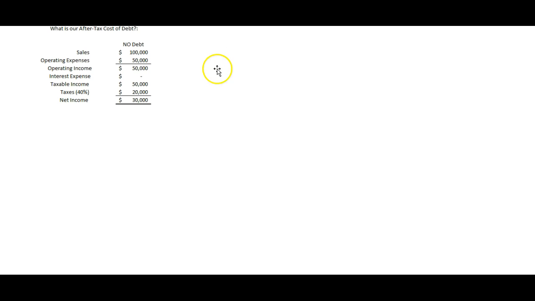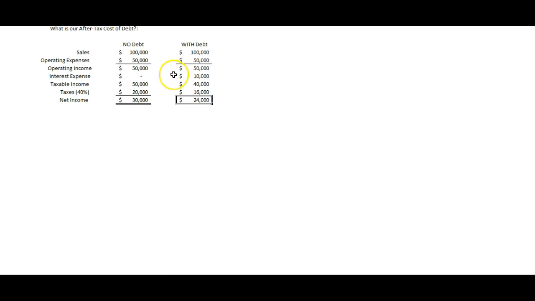So now, let's take that same company and layer on $10,000 worth of interest expense. And I assure you that this net income will not go down to $20,000. It will not decrease by the full amount of that interest expense. Same sales, same operating expenses, same operating income. But here's that $10,000 of interest expense. That takes our taxable income down to $40,000. $40,000 times 40% is $16,000. $40,000 minus $16,000 is $24,000.